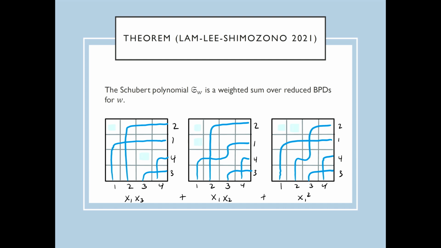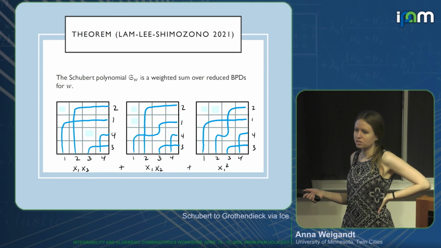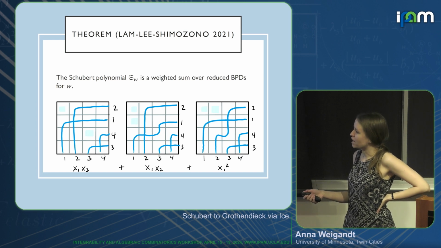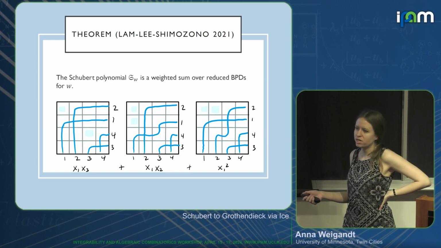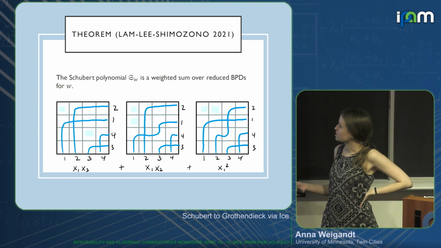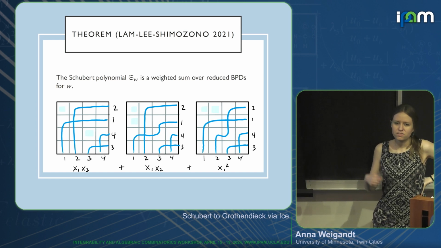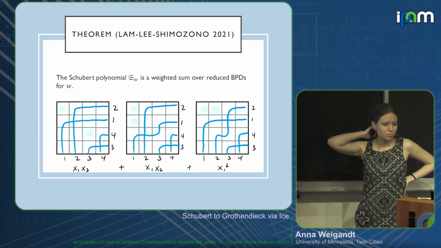So how do we get the weight monomial for each of these objects? We just look at the blank tiles in the picture. So here there's one blank tile in row 1 and one in row 3, so we get an x1, x3. Here there's 2 in row 1, so we get an x1 squared. So a very simple way of associating a weight monomial.